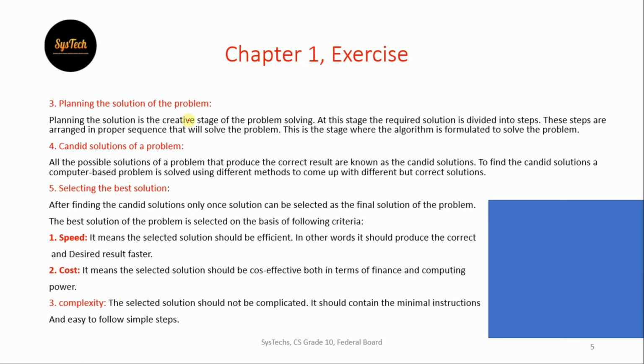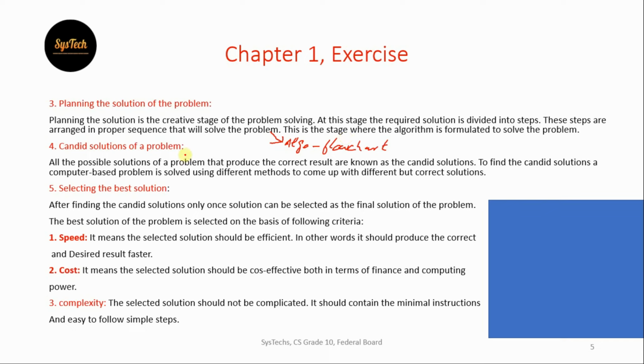When we come to the planning of the problem, this is the creative stage. After analysis, we shall go to the creative stage of problem solving. At this stage, the required solution is divided into steps. These steps are arranged in proper sequence that will solve the problem, and this is called the algo. You will write the algo. After the algo, you will draw the flowchart. Okay, and after the flowchart, you will keep the flowchart in front of you and you will start coding. At the end of the lecture, I shall also try to show you how to find the coding solution with the help of the flowchart.